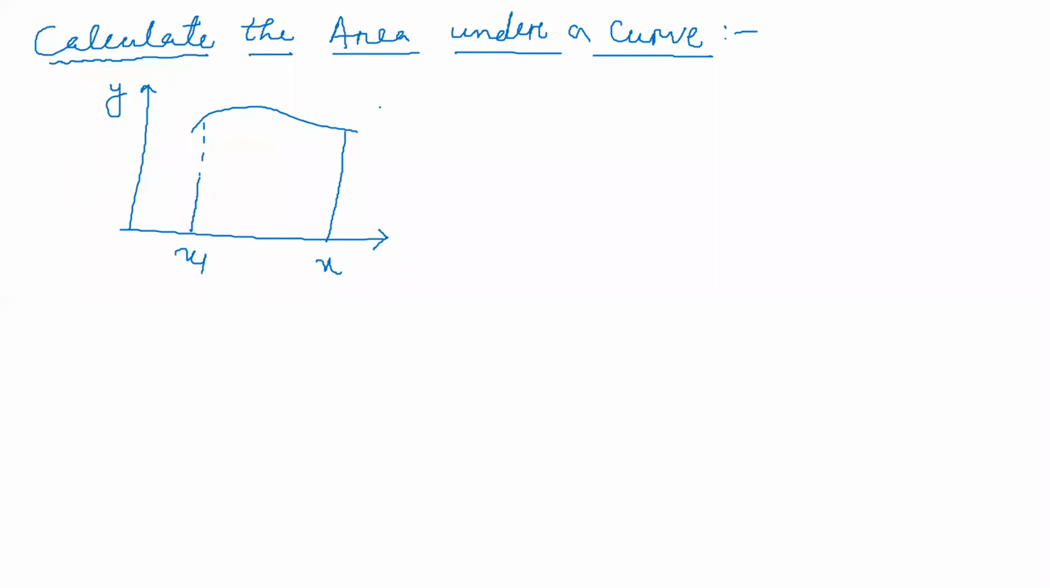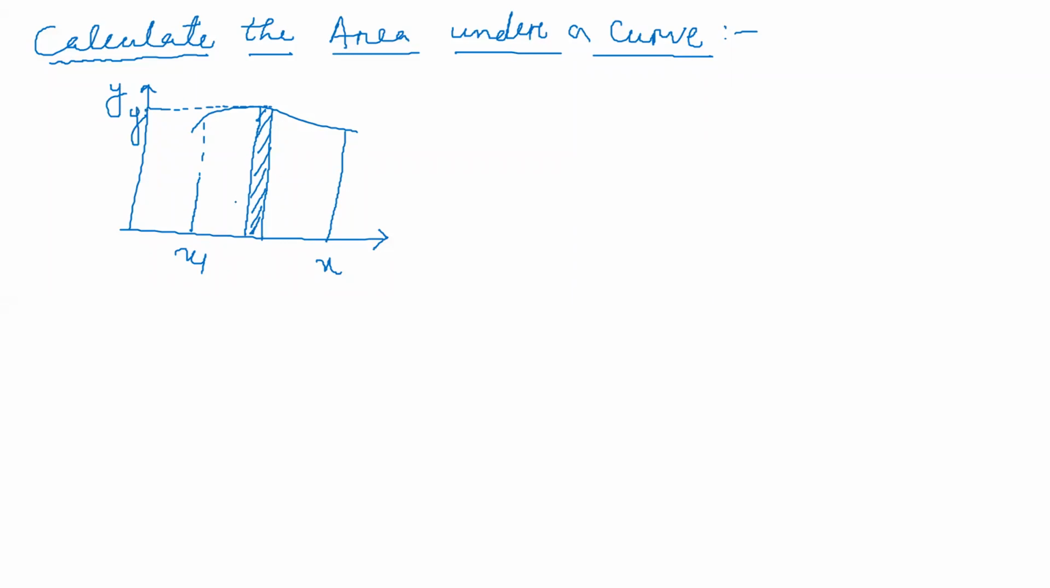So for that, students, what do we have to do? We have to consider a small strip. Let's take a small strip here. From the total curve, we have considered one small strip, and let the length of this strip, this coordinate, be y also.